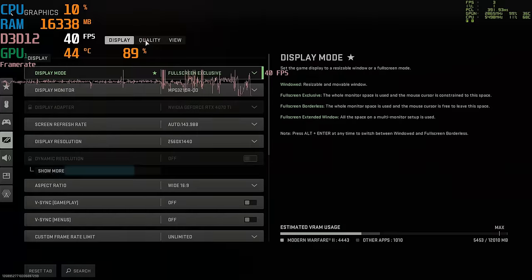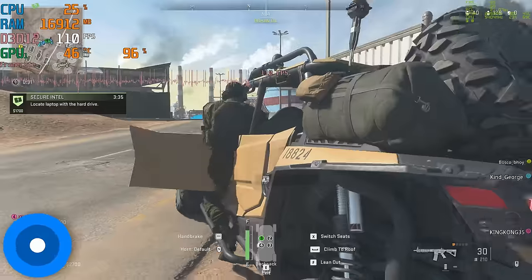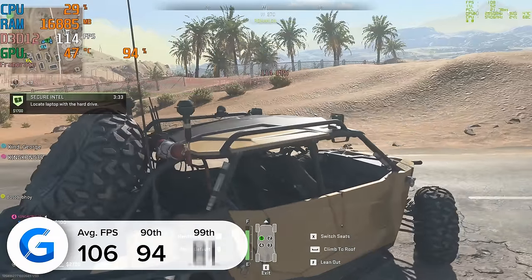Warzone 2 at high settings with DLSS once again set to quality also delivered good results, 106 frames per second to be precise, and this was pretty impressive.